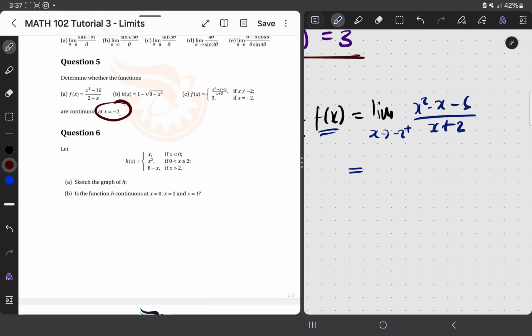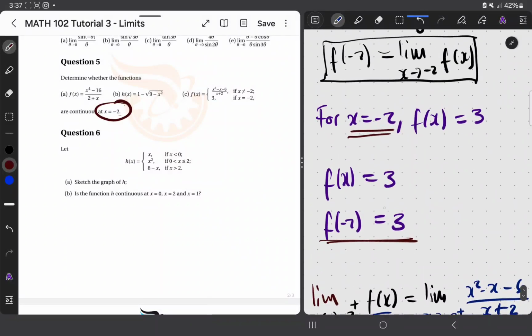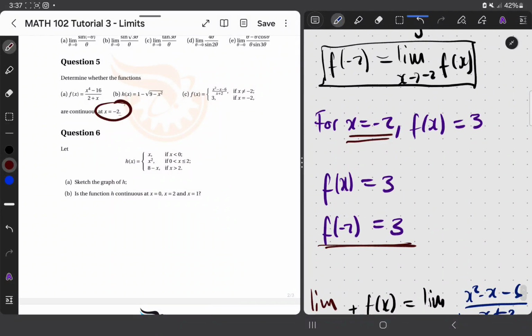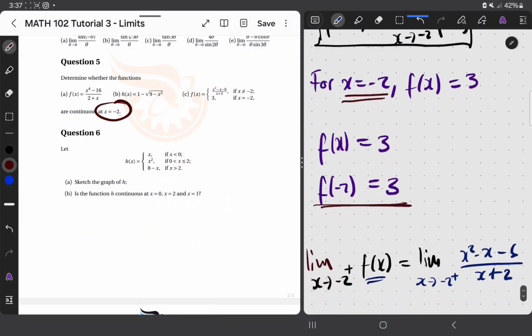But for other piecewise functions, you have to work them out separately, from the right and then from the left, and then check if the answers are the same. Then you'd know that the limit exists. Then you'd compare the limit with this answer, because the limit should be equal to this answer. So that is what happens.